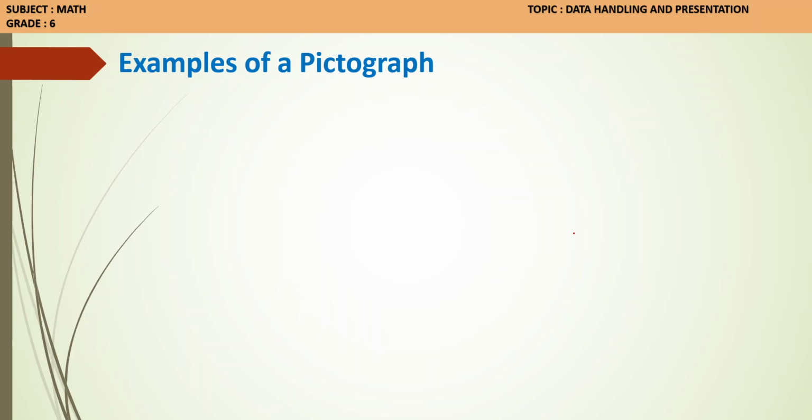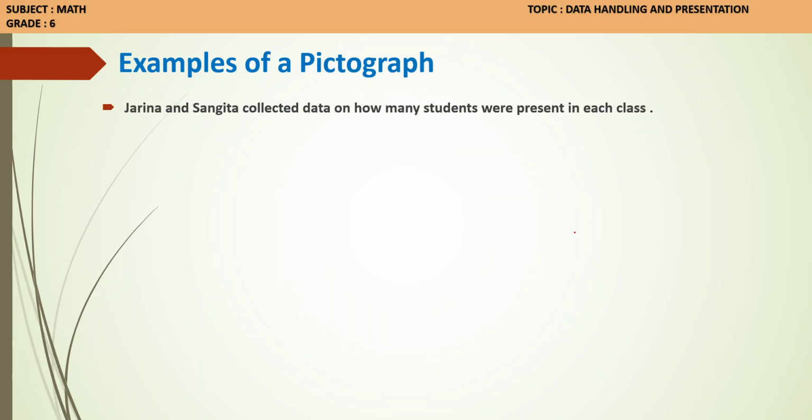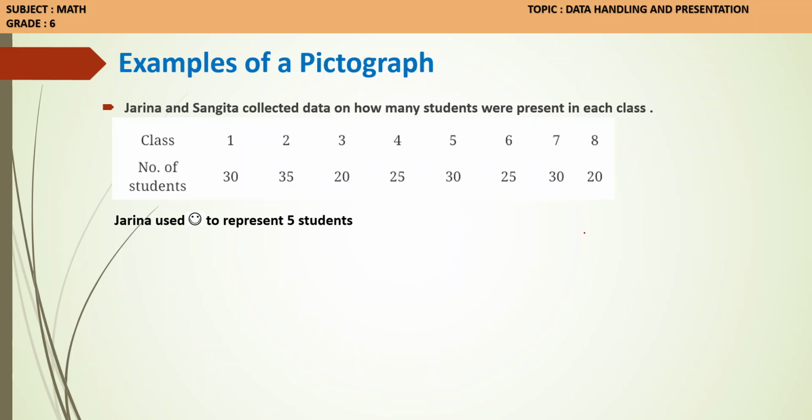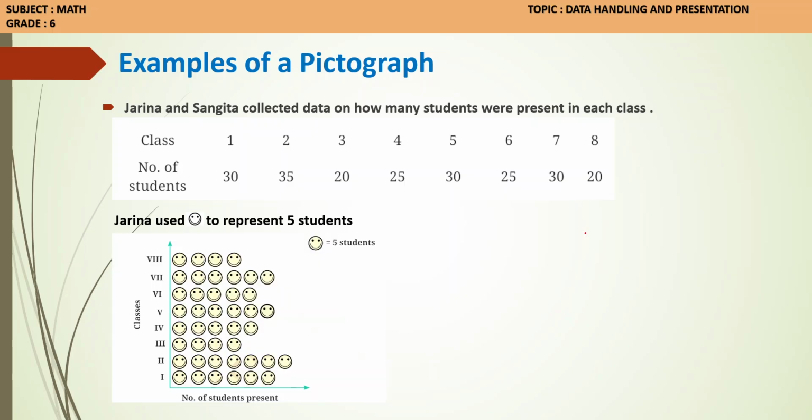Let us see examples of pictographs. Zarina and Sangeeta collected data on how many students were present in each class. Class 1, 30 students were present. Class 2, 35. Class 3, 20 students. Class 4, 25. Class 5, 30. Class 6, 25. Class 7, 30. Class 8, 20. Zarina represented one smiley icon for each 5 students.